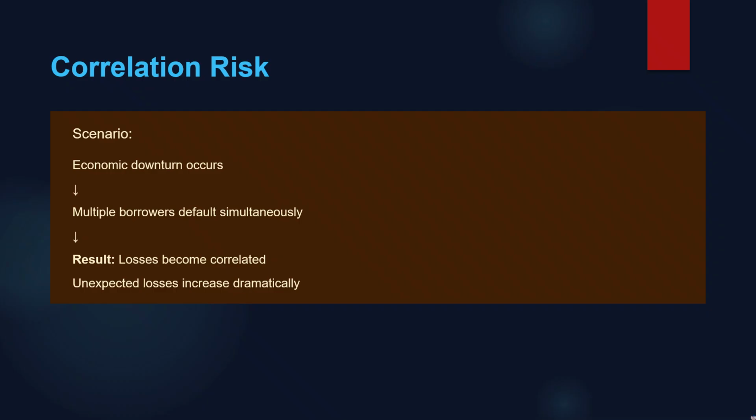But defaults are not independent. When the economy enters recession, unemployment rises, affecting many consumer borrowers simultaneously. Industry sectors struggle together, affecting multiple corporate borrowers. Real estate values fall, reducing collateral values across portfolios. And credit availability tightens, making refinancing difficult for many borrowers.